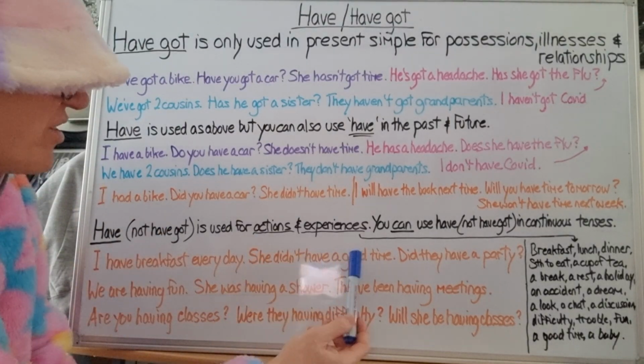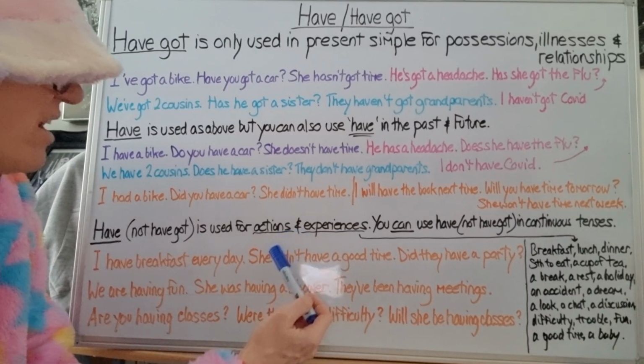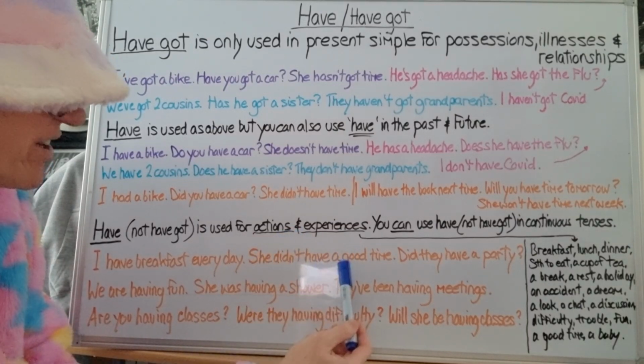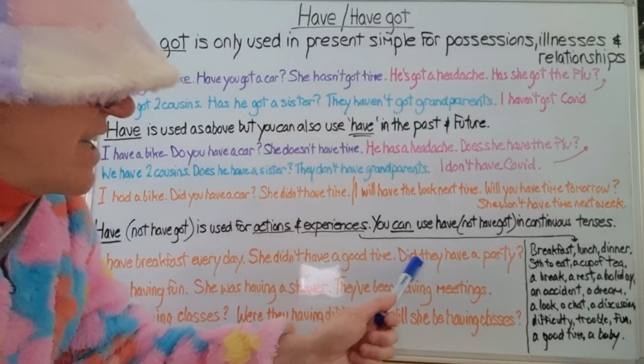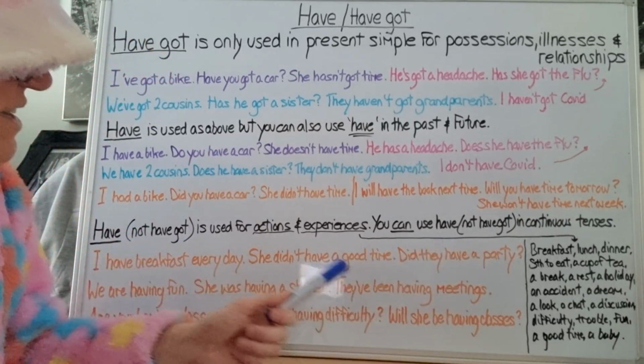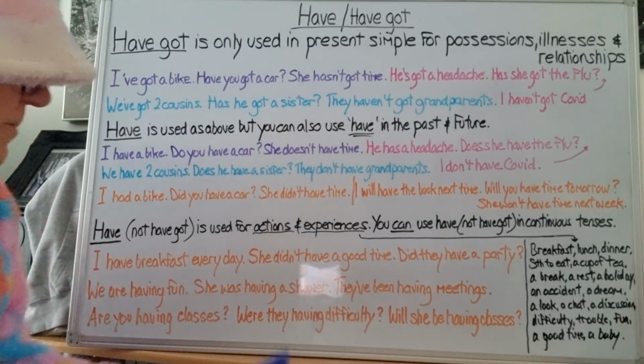She didn't have a good time. A good time is an experience, okay? She is not having a good time. I didn't have a good time. Did they have a party? A party is an experience. So you cannot use have got, okay?